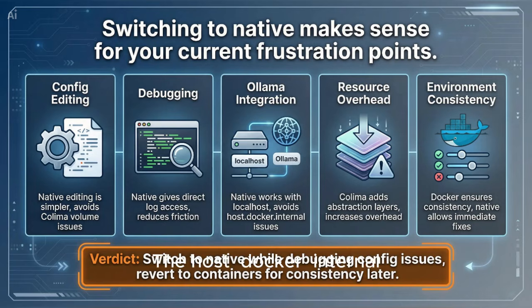Ollama integration, the host.docker.internal dance is a constant annoyance. Native just works with localhost, removing one more variable when things break. Resource overhead, Colima runs a Linux VM, then containers inside it. That's layers of abstraction that can mask or create issues.